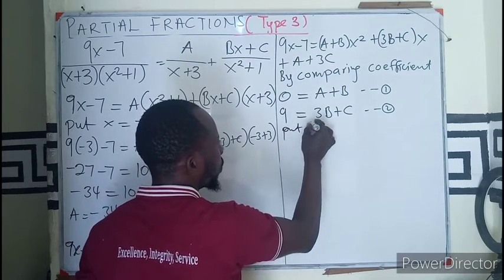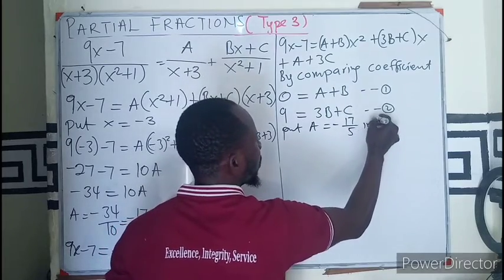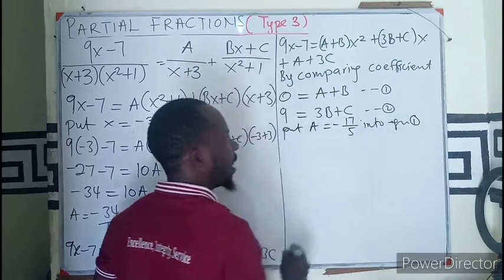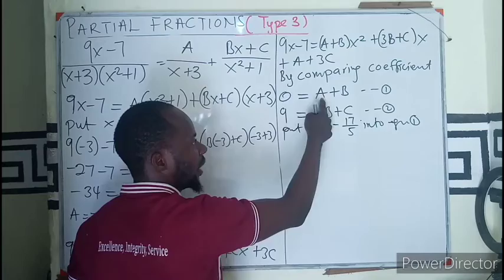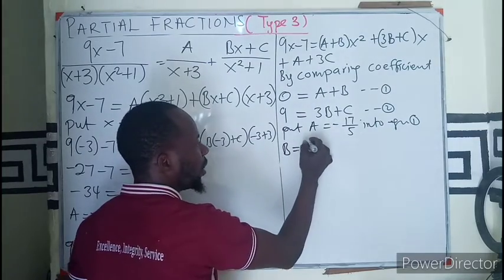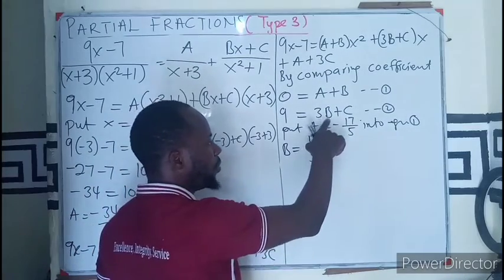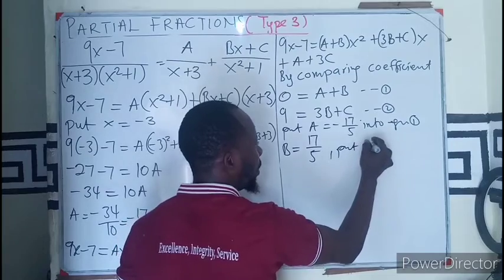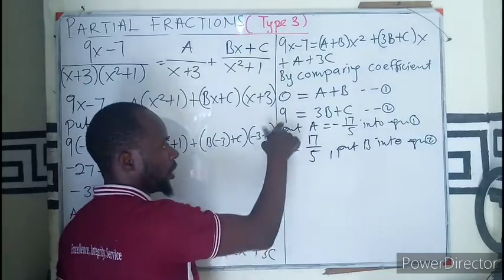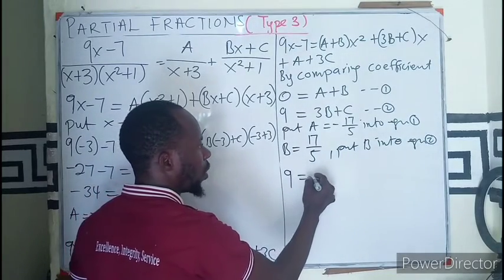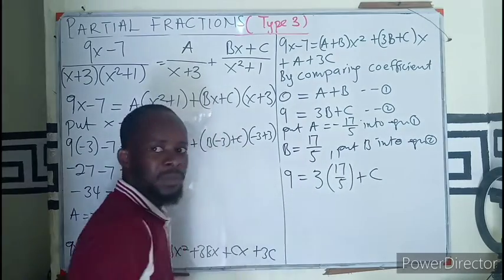So put a equals negative 17 over 5 into the first equation. That will be here as negative. So when they cross, it becomes positive. That makes b equal to 17 over 5. Then knowing b, put b into equation 2, meaning 9 equals 3 multiplying 17 over 5 plus what? c.